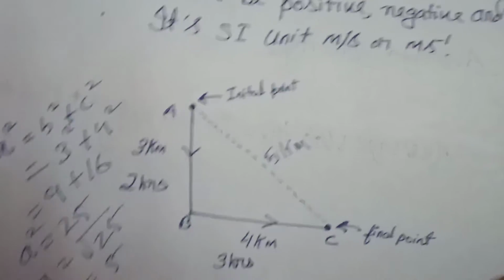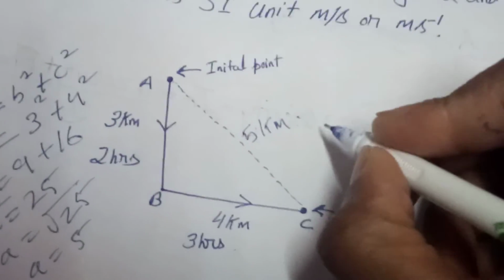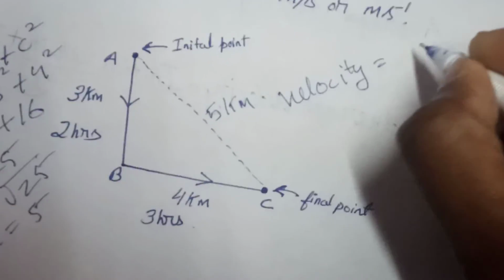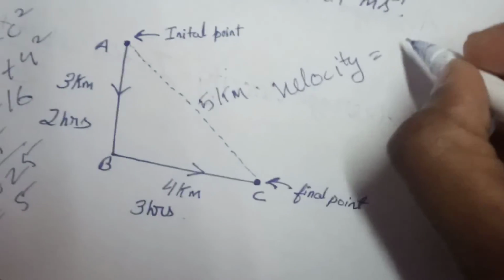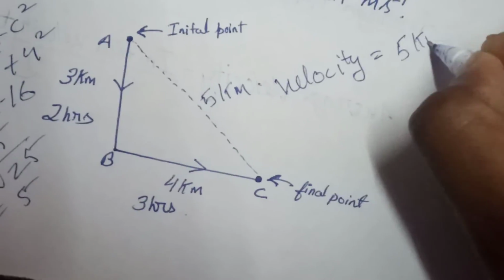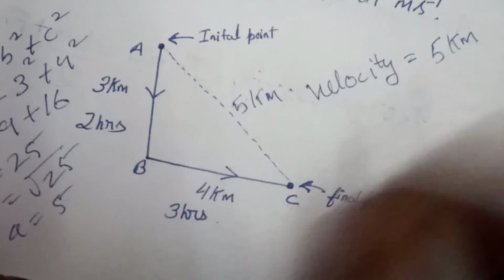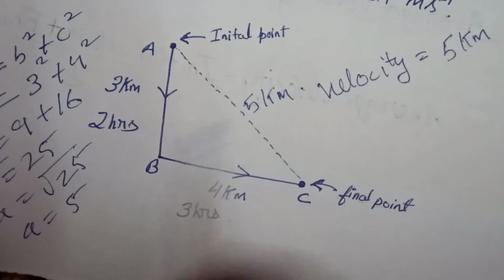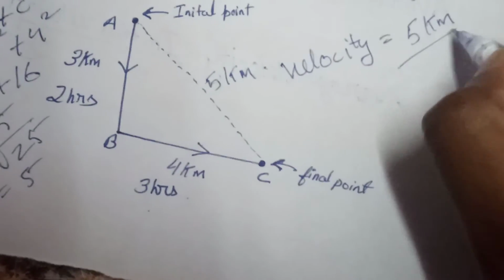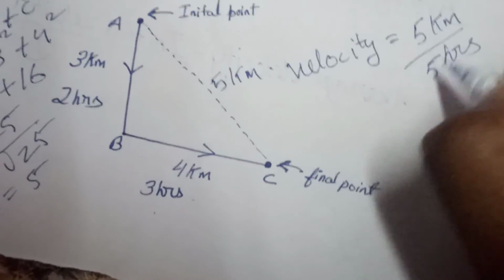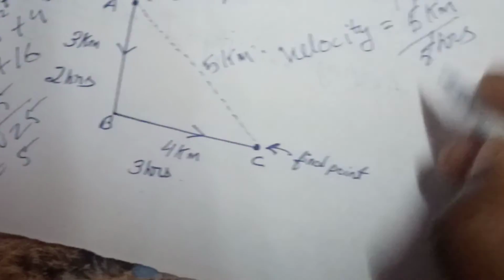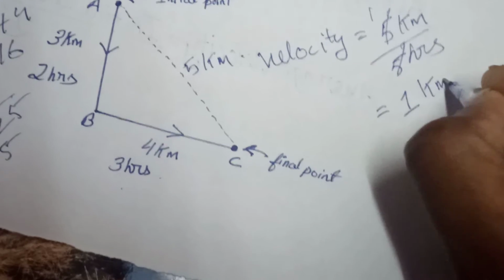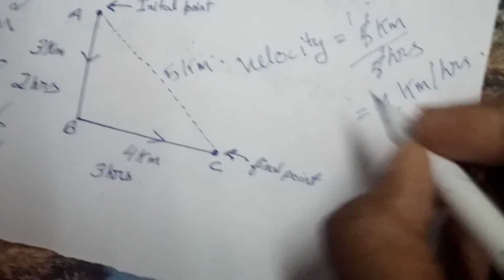Now easily we can find the velocity, applying the velocity formula. We know velocity is nothing but displacement by time. Our displacement is 5 kilometer. And what's our time? We need to add 2 plus 3, which is 5. Our time is 5 hours. So you can cancel 5 easily. The answer is 1. Then our velocity is 1 kilometer per hour. So this is how we calculate velocity.